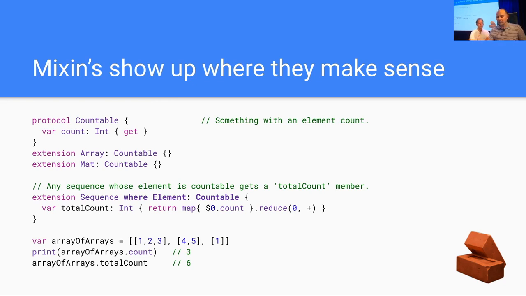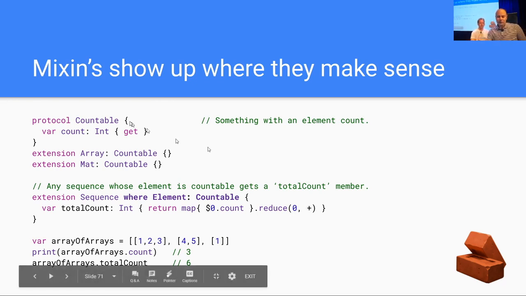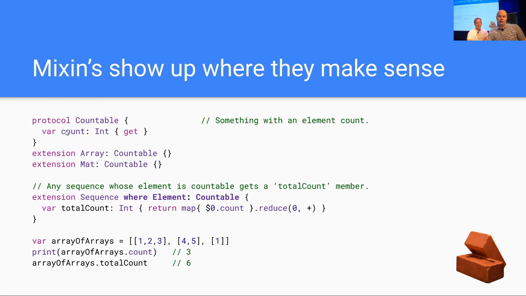And so here's an example. This is something that Jeremy wrote. He defined his own protocol, Countable, and he says things are countable if they have a variable named count. And the only thing I care about for countable things is that I can read it. I don't have to write it. That's what the get means. And so he says arrays are countable. His OpenCV Mat thingy is countable, like the number of pixels in it. Yeah, all these things are countable.